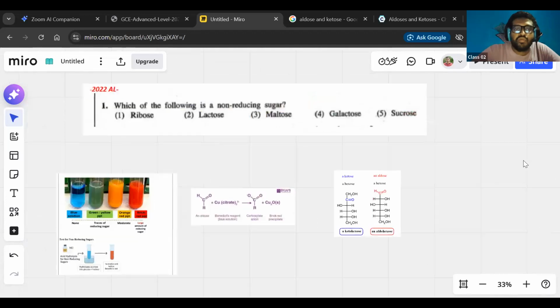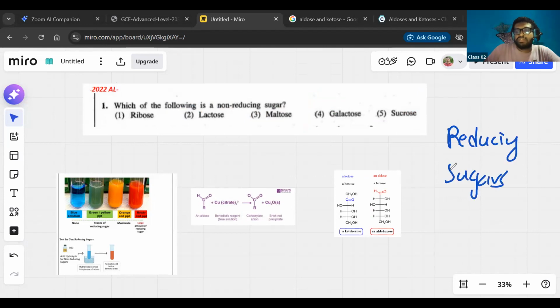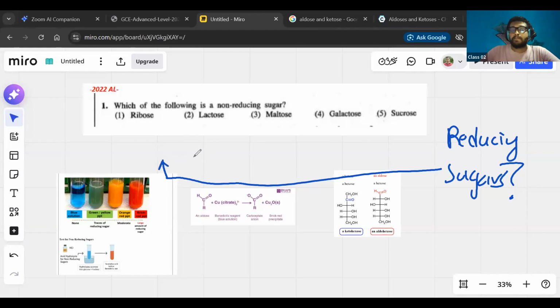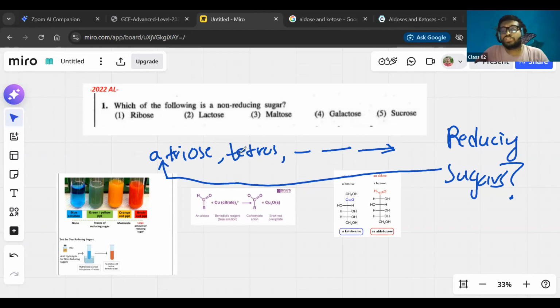Which of the following is a non-reducing sugar? To answer this, we first have to ask what reducing sugars are. Reducing sugars are monosaccharides. And monosaccharides can be a triose, tetrose, pentose, hexose, and even heptose. All of these come under monosaccharides.